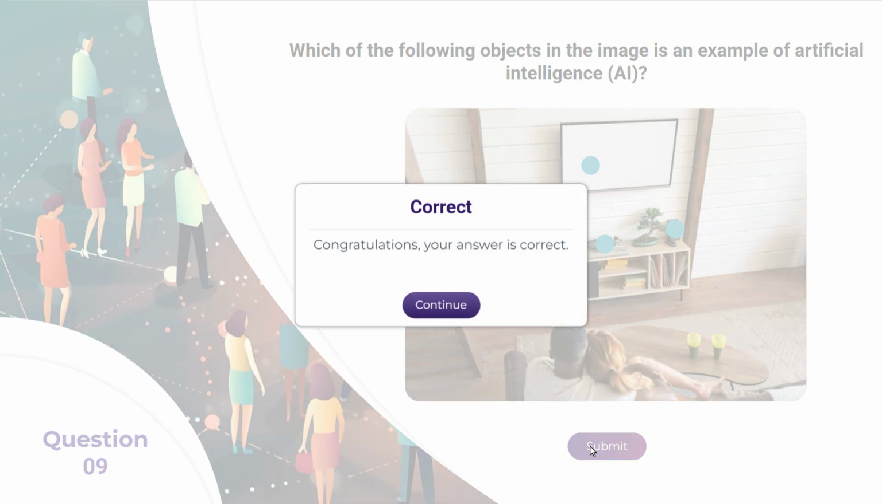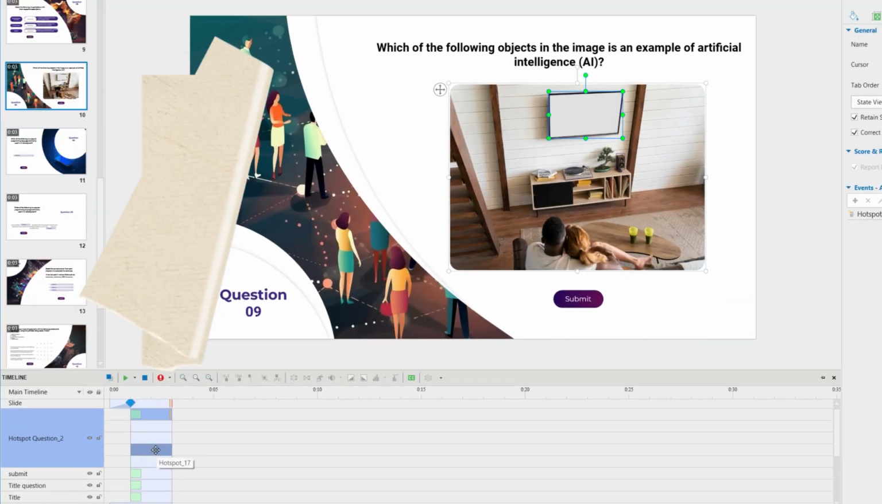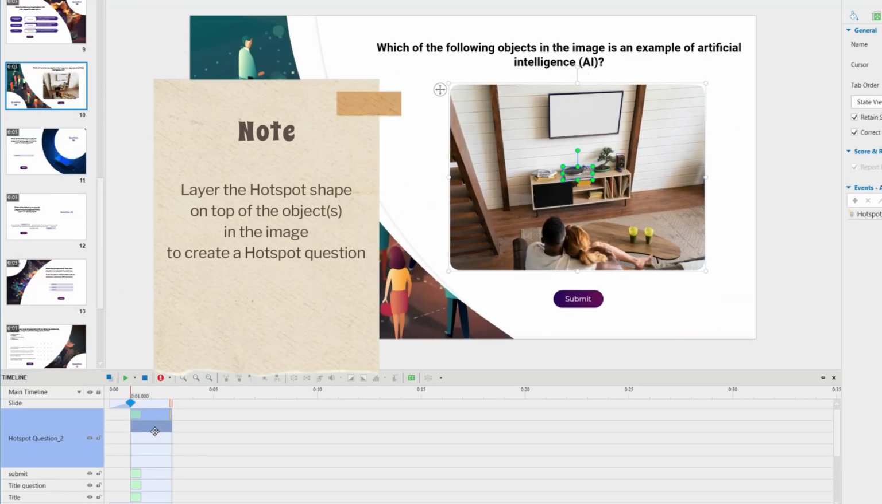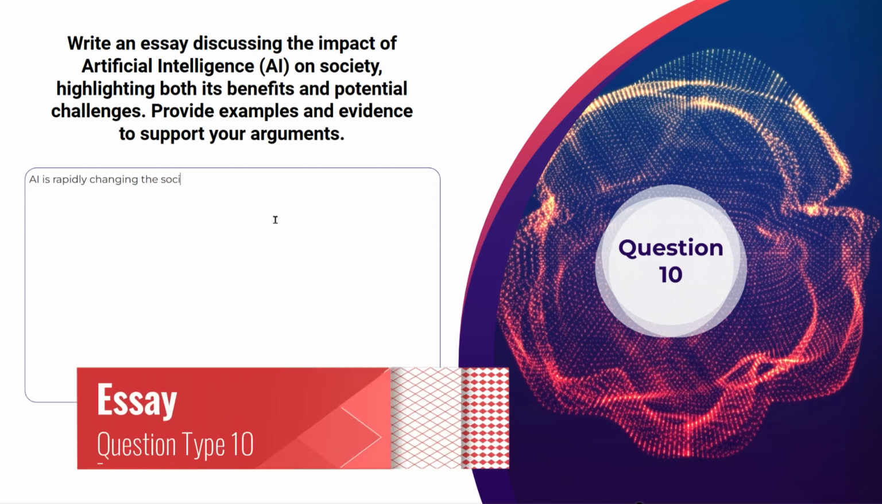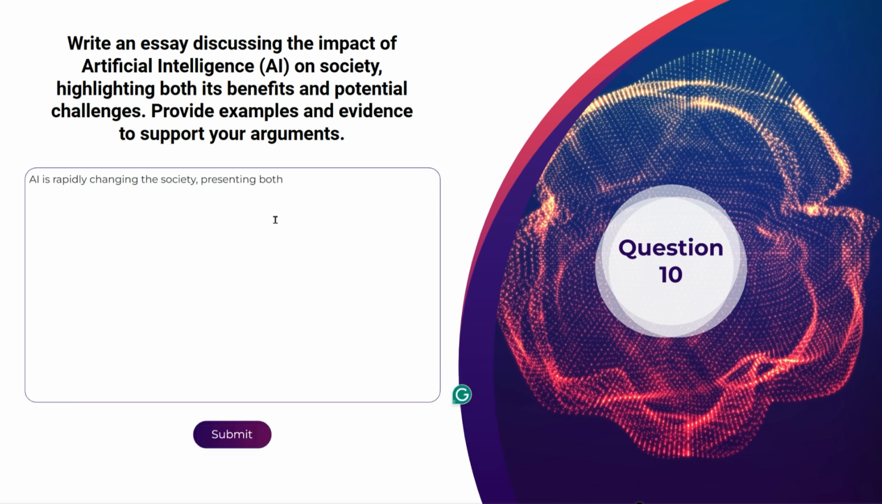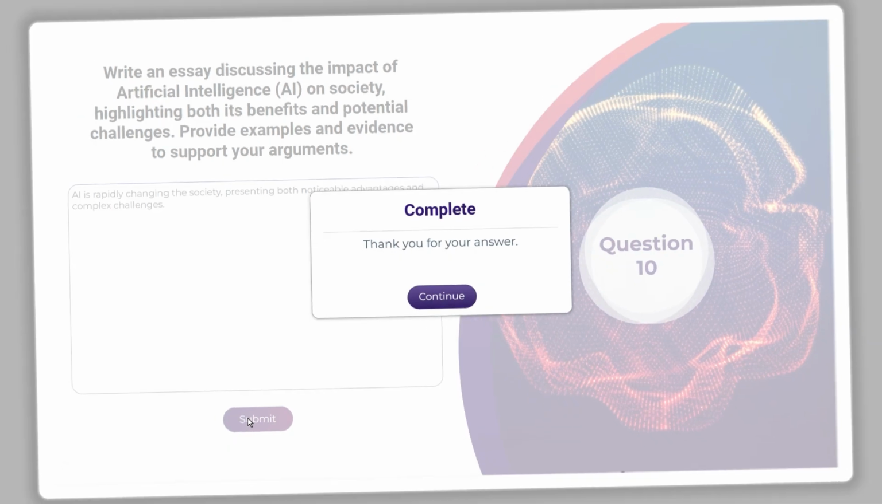Hotspot. A hotspot question is an image-based question. It instructs students to select one or more specific areas on an image as the right response. Essay. An essay question is an open text field that allows learners to type in their answers. There is no limitation on words or characters.